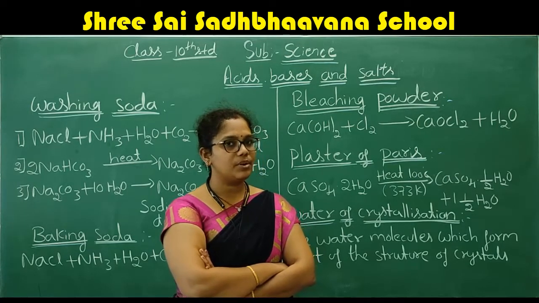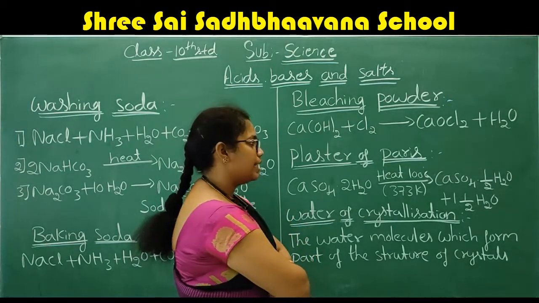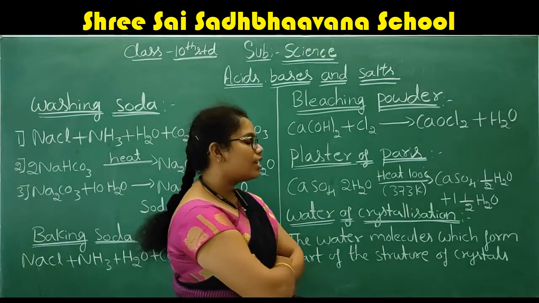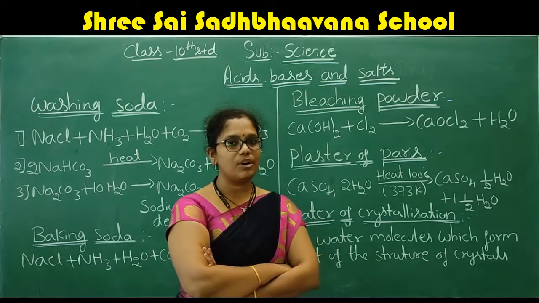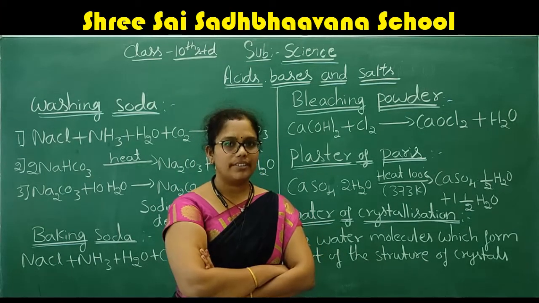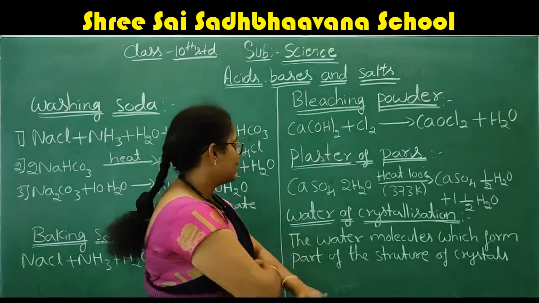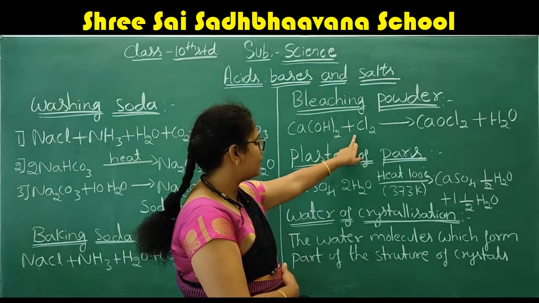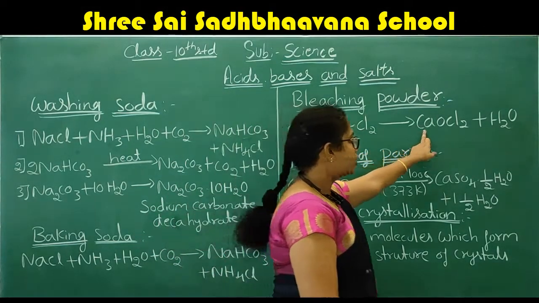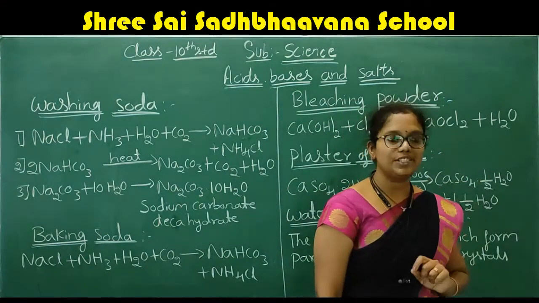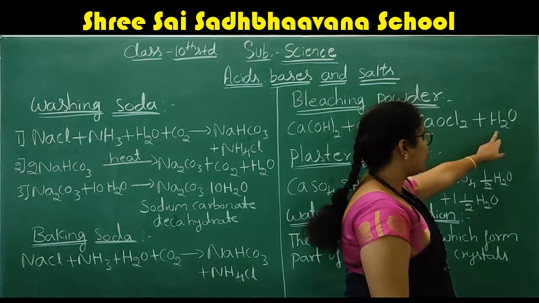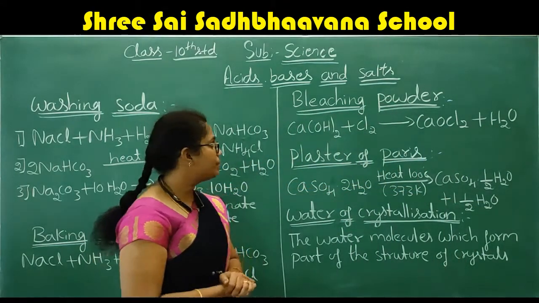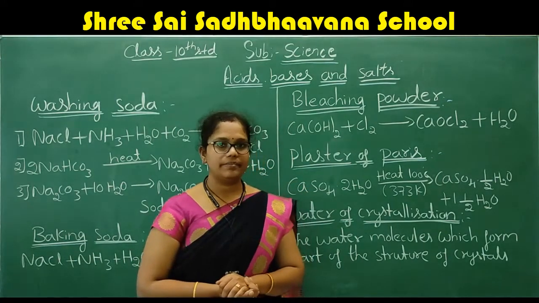What is the formula of the bleaching powder? CaOCl2, calcium oxychloride, and water is removed. What is the second byproduct of this reaction? That is water. Therefore, when calcium hydroxide is reacted with chlorine, it forms calcium oxychloride, which is the bleaching powder, and water is removed. This is how we prepare bleaching powder.